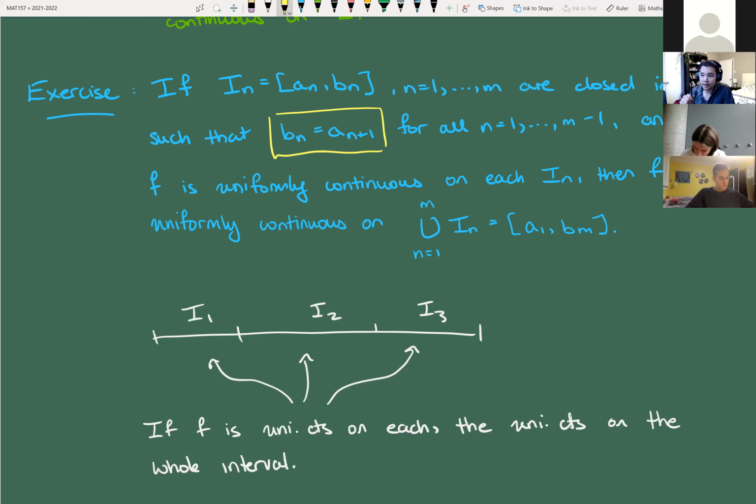Right? That's saying that the right endpoint of one interval is the left endpoint of the next interval. So they actually touch there, right? Here's A1, but this is also... oh, sorry, maybe this should be B. Sorry, this is B1 and A2. Oh no, so I had that right.